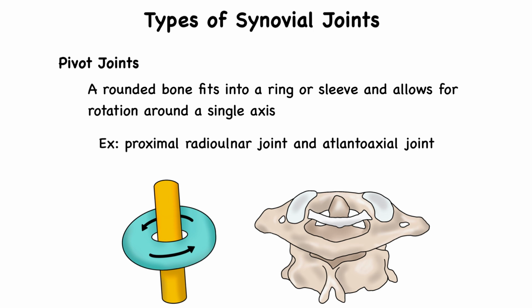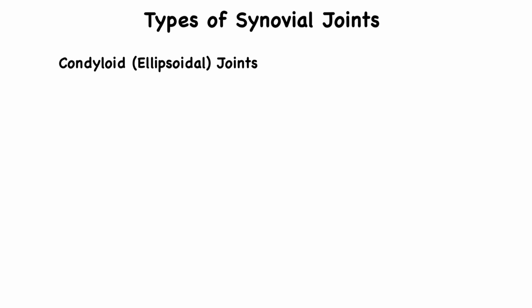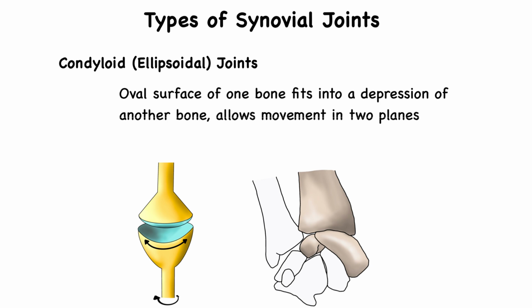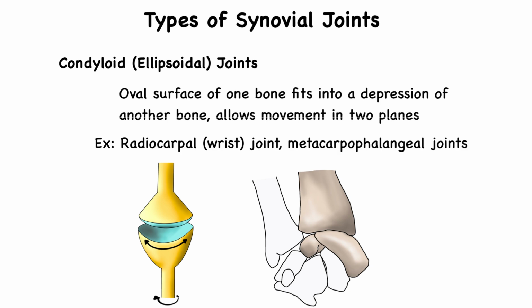Then there are condyloid or ellipsoidal joints. This is where the oval surface of one bone fits into a depression of another bone, and this allows movement in 2 planes. Examples include the radiocarpal or wrist joint and the metacarpophalangeal joints between the metacarpals and proximal phalanges of the 2nd through 5th digits.